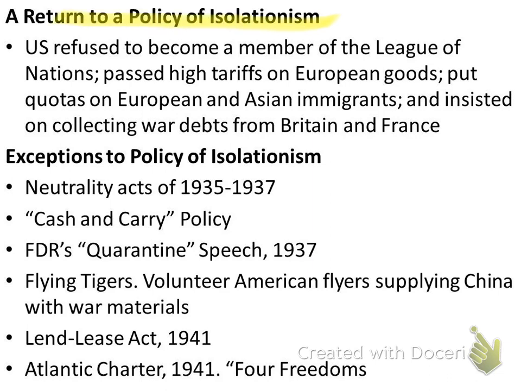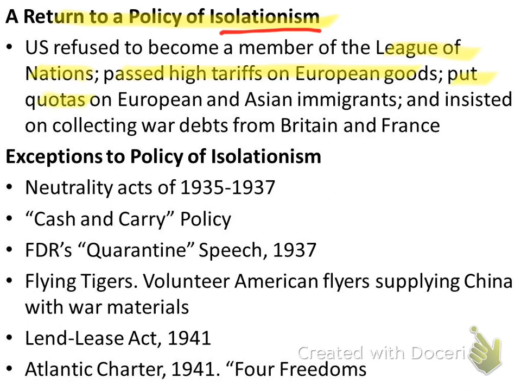Let's take a quick look at it. The United States refused to become a member of the League of Nations even though we are the ones who proposed it. It was President Woodrow Wilson who proposed the League of Nations, one of his 14 points, and we never joined it. Why? Because again, we wish to remain isolated from the events in Europe. Other things we did, we placed high tariffs on European goods. Not a great idea. It hurt us economically and helped lead to the Great Depression. Why do we do it? To remain out of European affairs.